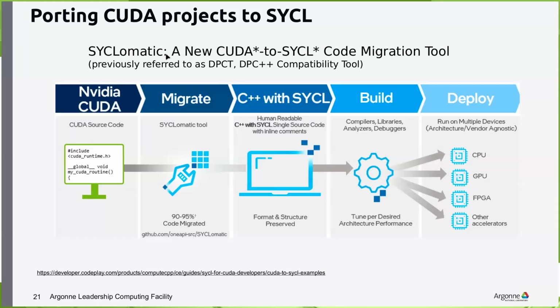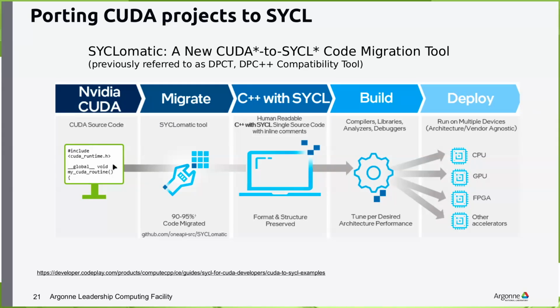SYCLomatic is an open source project. So the compatibility tool is open source. Again, DPCT, when I say it, is the Intel product, closed source, just an executable. SYCLomatic is the same as DPCT, but an open source project. You can build it on your own on Polaris or any NVIDIA system. So ALCF Polaris also has this SYCLomatic tool, which is part of the oneAPI upstream module.